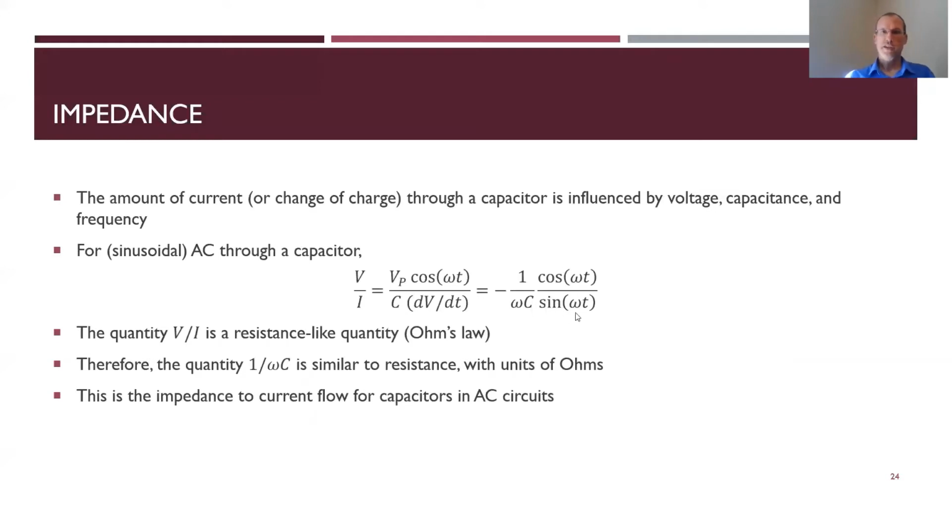And so cosine over sine, function of time, so that averages out essentially to 1 in a sense. And so what I'm left with in terms of sort of magnitude of resistance is this factor of negative 1 over omega c. So 1 over omega c, similar to resistance by Ohm's law, units of ohms. And so that is my impedance, kind of like resistance to current flow for capacitors in AC circuits.